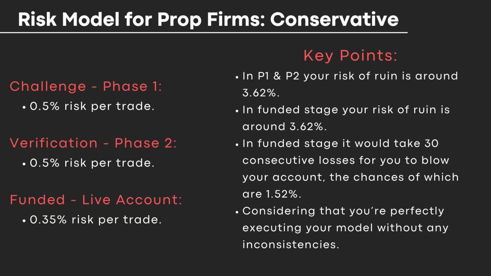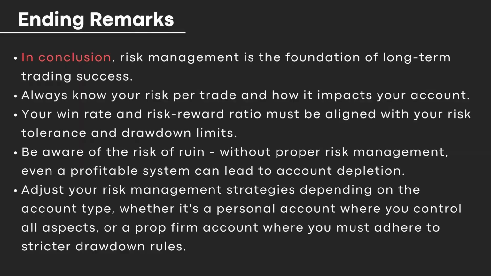And with this sort of model, your risk of ruin decreases even more and almost reaches next to zero, meaning your capital would be protected at all times and you'll never reach the maximum drawdown limits as long as you stick to your system consistently and don't make any irregularities or mistakes. And in fund stage, it would take you at least a losing streak of 30 trades for you to blow your account, which is highly unlikely and nearly impossible if you follow your plan thoroughly. Now, let's move on to the next slide.